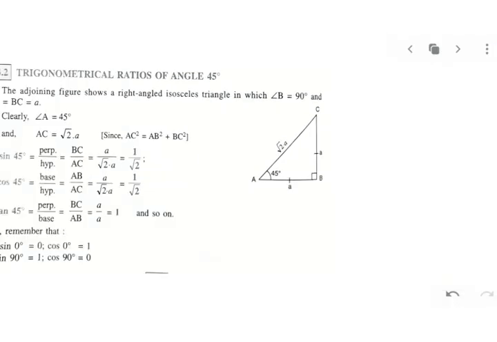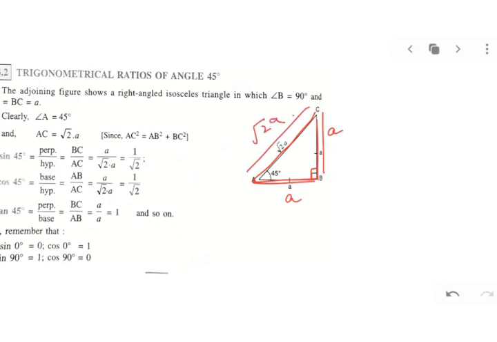Next, I will be teaching you how the ratios of the standard angle of 45 degree have come. For that I have drawn a right angle triangle here. Getting my point? It is a right angle isosceles triangle in which AB is equal to BC and I have marked a on both the sides. By Pythagoras, I will get AC as root 2a. I got all the sides' values now.